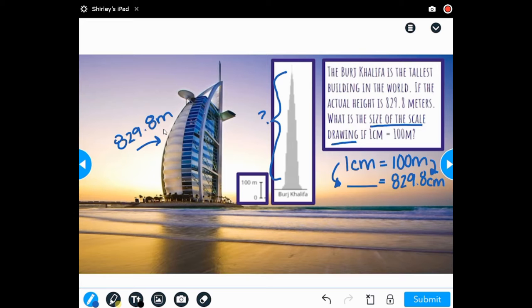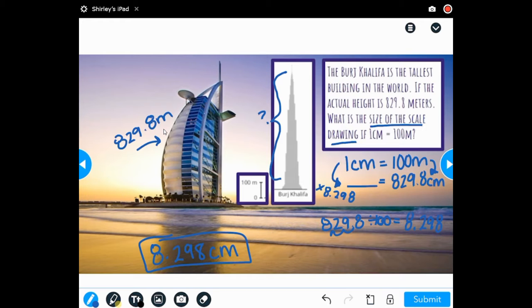So I draw my arrows in, so I'm going to take the end of my arrow, 829.8 divided by 100, and then figure out what that scale factor is. So I'm dividing by 100, so I can move my decimal 2 places over. So my scale factor is 8.298. Then I'm going to go ahead and use that same scale factor to multiply here. So 1 times 8.298 tells me that the scale image of my picture is 8.298 centimeters tall.